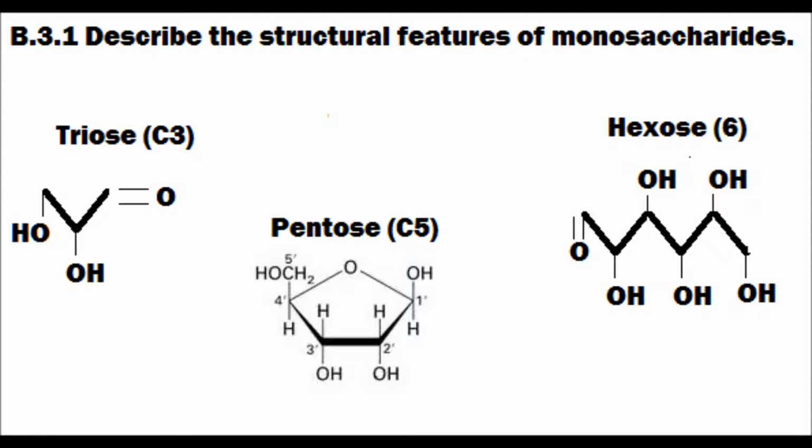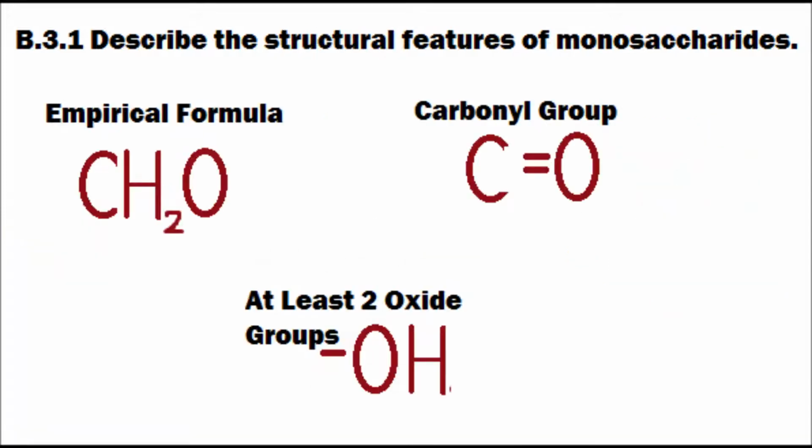B.3.1 Describe the structural features of monosaccharides. Monosaccharides are classified by the number of carbon atoms they have. The most common are triose sugars, C3, pentose sugars, C5, and hexose sugars, C6. The empirical formula for all monosaccharides is CH2O.